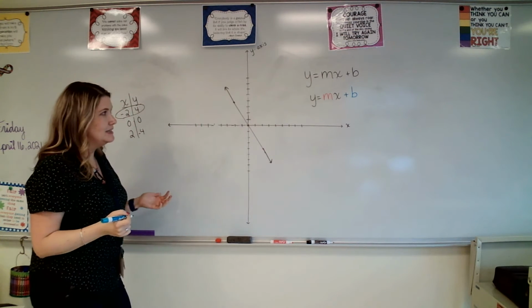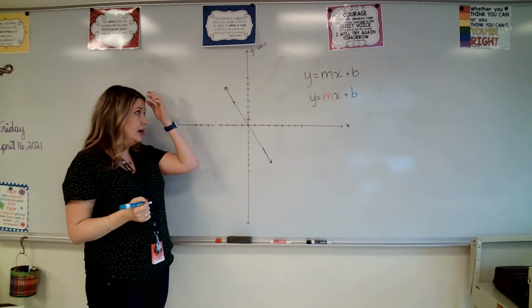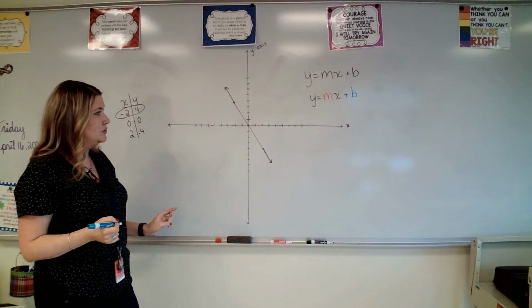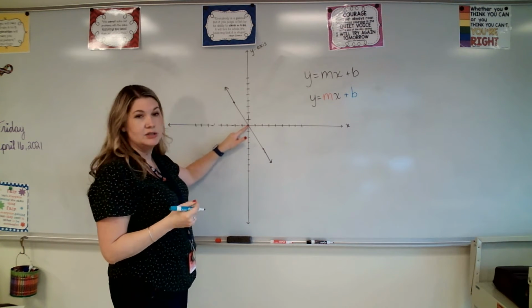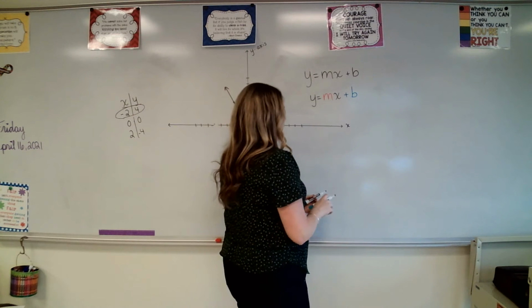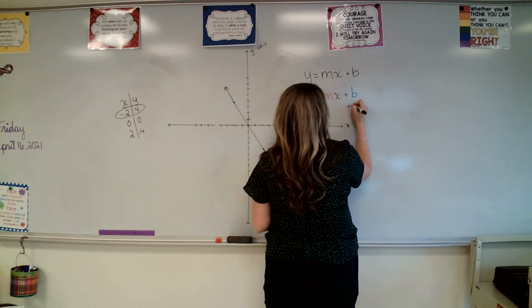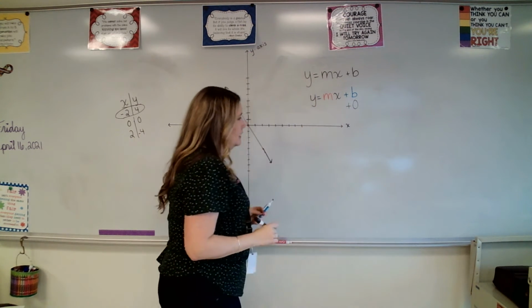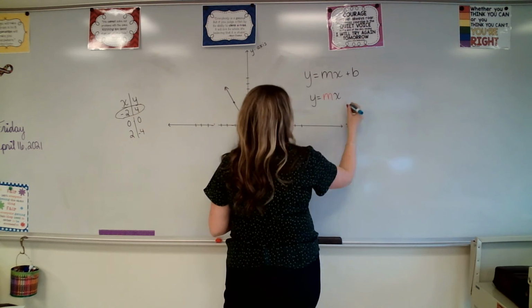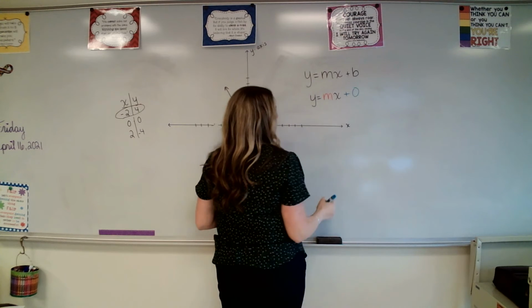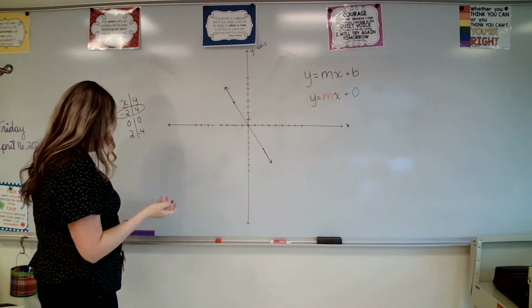Okay, I think it's always easy to start with your y-intercept when you're looking at the graph because you can just see where it crosses. I see that this crosses at the origin, so it's going to be +0. So I can take out my b, and I can sub in +0. And now I just need to find my slope.